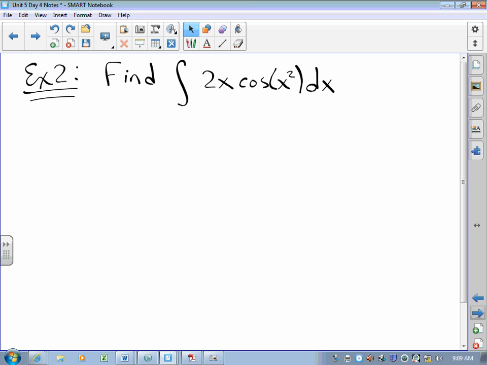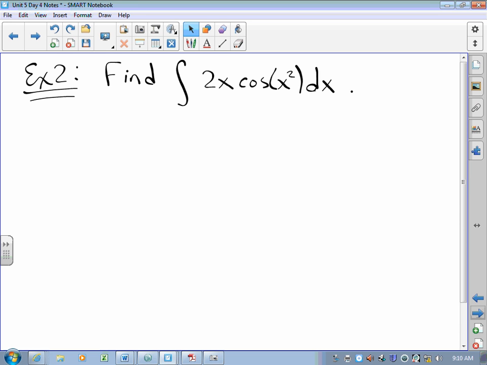Now, some of you are already saying to yourselves, I know what this is. This is the derivative of sine of x squared. 2x cosine x squared is the derivative of sine of x squared, because the derivative of sine of something is cosine of something, and then we tack on the derivative. That's chain rule. That's wonderful. And if you already know that this is sine of x squared plus a constant, you may click ahead. I don't know how you would do that, but you would click ahead.